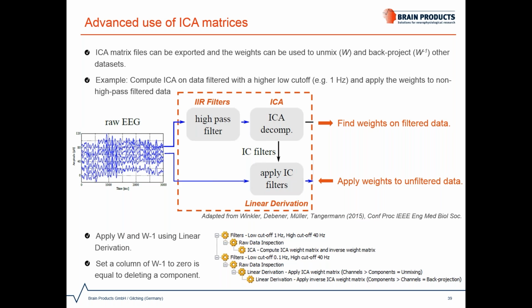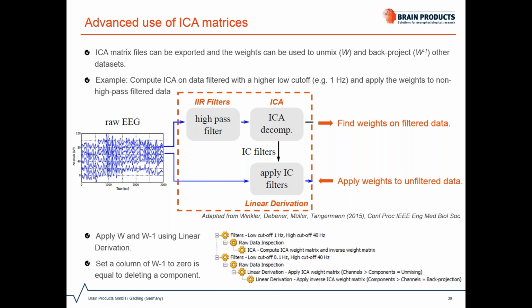You will apply this then to the unfiltered or to the less filtered node, so maybe just with 0.1 Hertz or so. I have also down here a sketch of how a tree might look possibly. So you have the high filtered data, the ICA to get the weights, then you go to lower or differently filtered data, and then you apply the weights with linear derivation. This will transform channels to components and unmix the data.